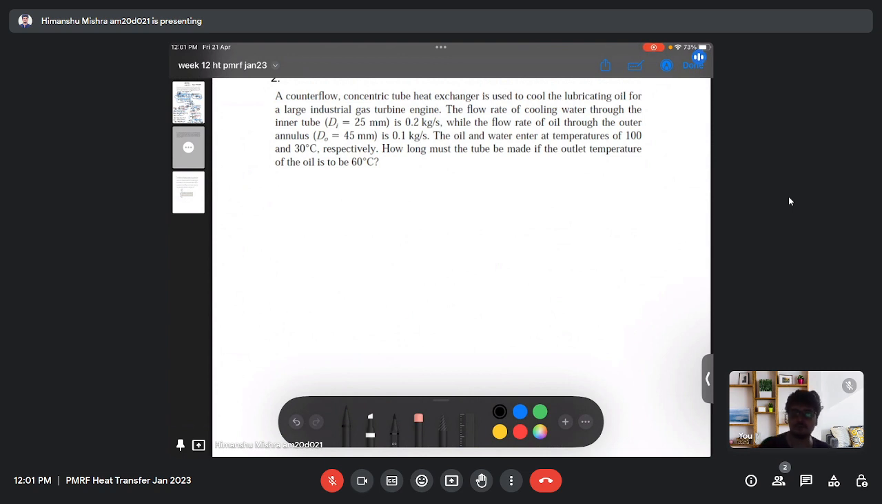So we have been given a counterflow concentric tube heat exchanger which is used to cool a lubricating oil. The flow rate of cooling water is 0.2 and the flow rate of oil is 0.1. Oil and water enter at temperatures of 130 and 30 degrees respectively. How long must the tube be? The outlet temperature of the oil is 60 degrees Celsius.